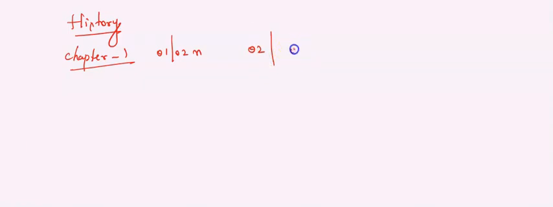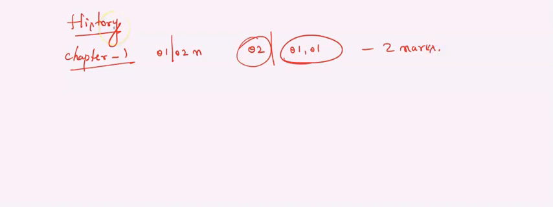Okay, history chapter number 1. From history chapter number 1, you can expect this chapter for 1 or 2 marks. It means that from this chapter, directly if you get 2 marks, you will get 2, if not, 1 mark. 2 questions will be given to you from this chapter. So altogether this chapter carries total 2 marks. Is this clear? Now, which are the questions we want to study in this chapter?